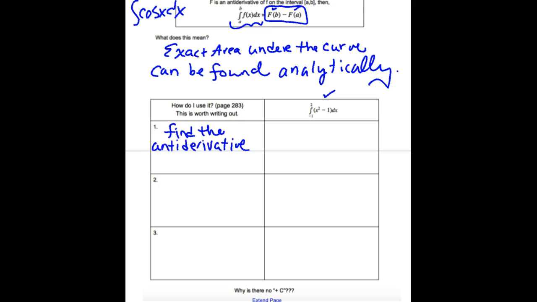And in the formula, that's called big F of x, but that's just notation. You just need to know how to find an antiderivative first, which we've already done, and you guys were really good at it. So let's take a look. What is the antiderivative of x squared? x to the third over 3.